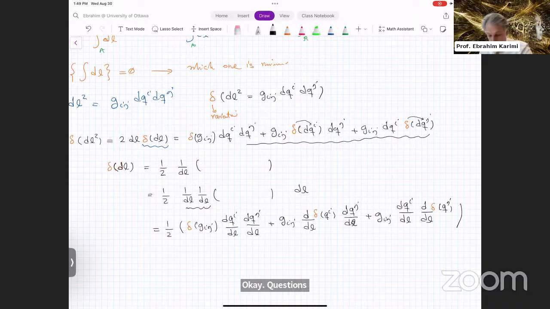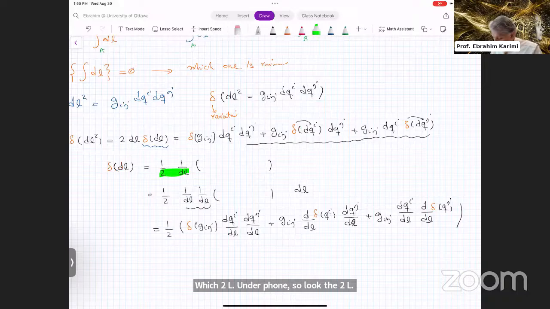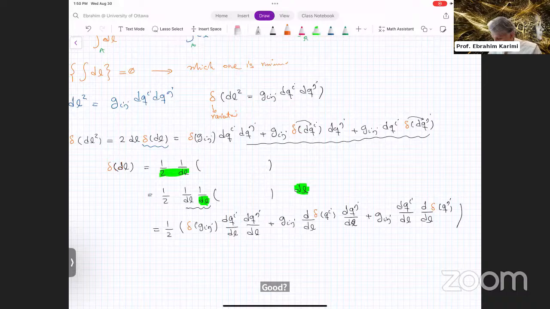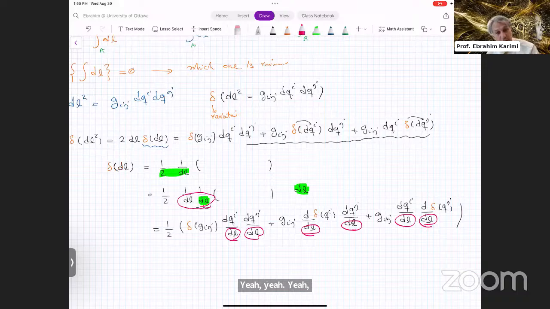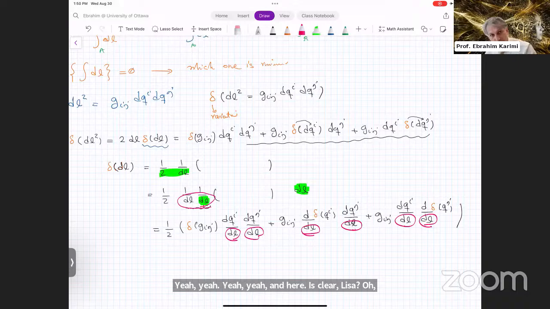Which 2L? So look, the 2L is here, right? And I say that I can multiply by dL, and I can put another dL in the denominator. Good. And now I have two dLs here. I brought them here, here, here, and here. It's clear, Isa? Oh, perfect. I don't know if it was Isa or Mubin. Mubin asked. Okay.